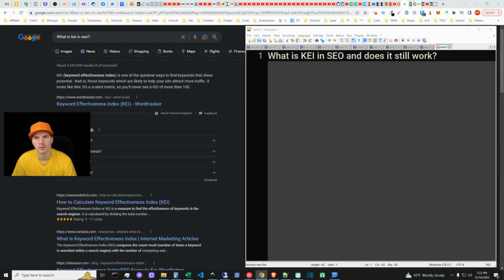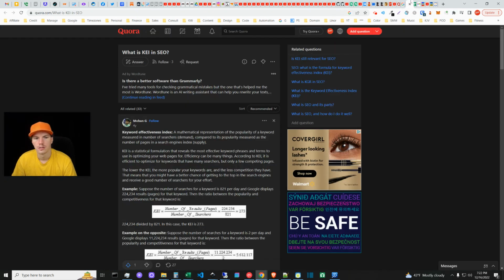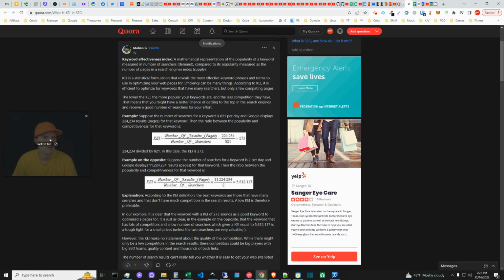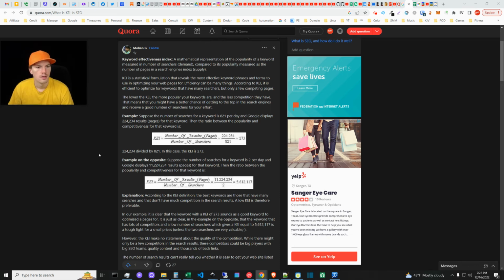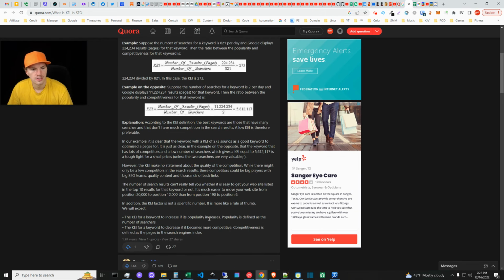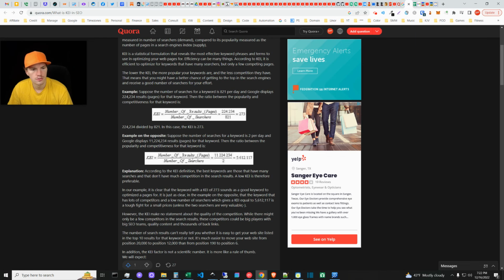I was going to hop over into Quora real quick so we can see one of the answers here. This person shows the formula for KEI, and this is technically not exactly how KEI is calculated, but you can see it's the number of results for a query divided by the number of searches detected from, I guess, Google Ads or some such place. That's not exactly how it used to be. Unless I'm mistaken, I'm going off memory here, I believe it was this formula and then it was to the power of 2.